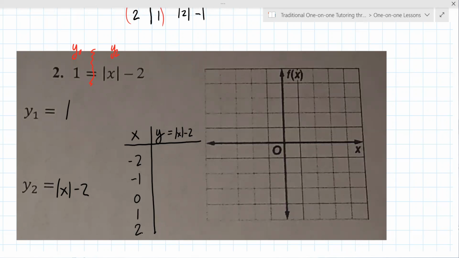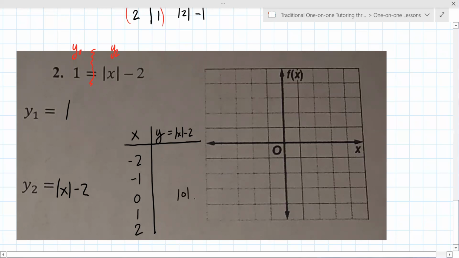Now let's do the easy ones first. Let's start at 0. What is the absolute value of 0? 0. But then when you subtract 2, what does that become? -2. See how we're doing this in pieces. You first find the absolute value of 1. That's 1. Then you subtract 2. So 1 minus 2 is -1. Good. Absolute value of 2 is 2. Minus 2 is 0.